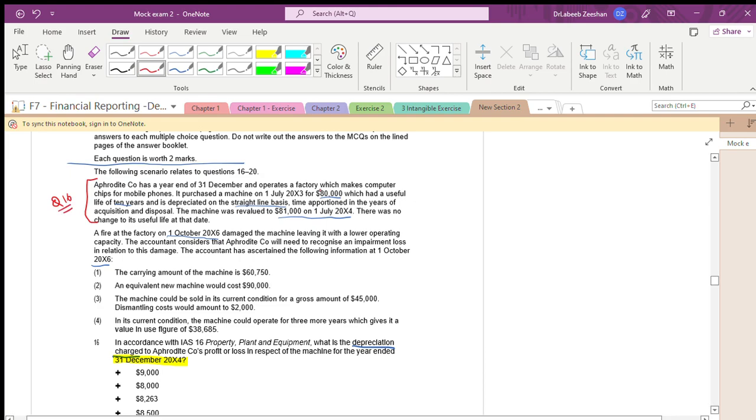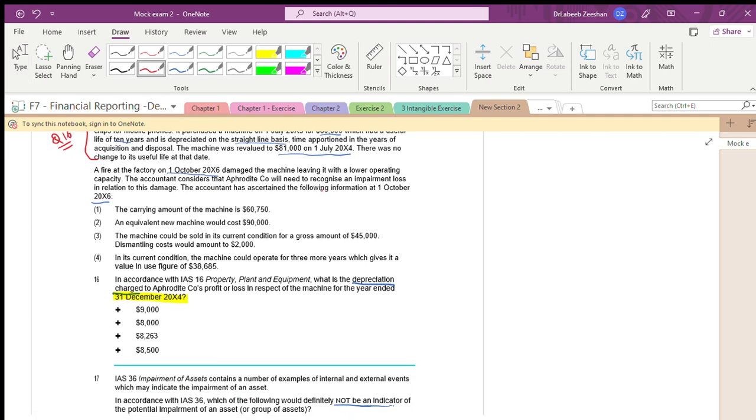Okay, this is related to question number 16. Next, what they are asking is, what is the depreciation charge? Okay, what is the depreciation charge? Fine.